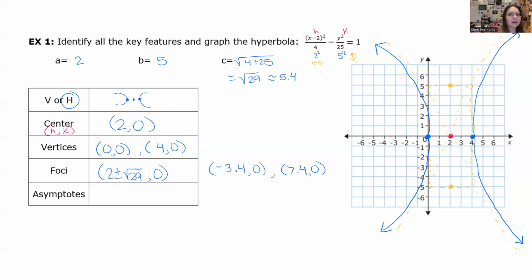You typed it too? He's like, okay. Yeah, no, I just typed it in. 2 minus 5.4, -3.4.